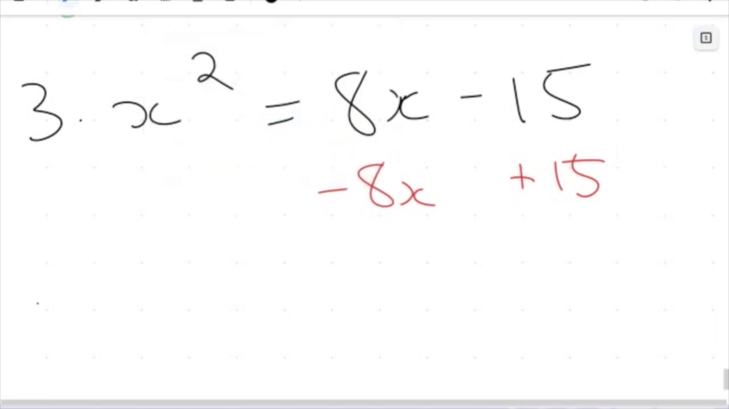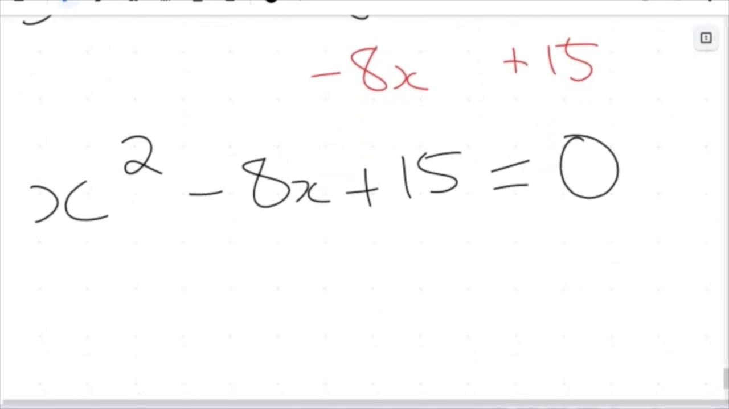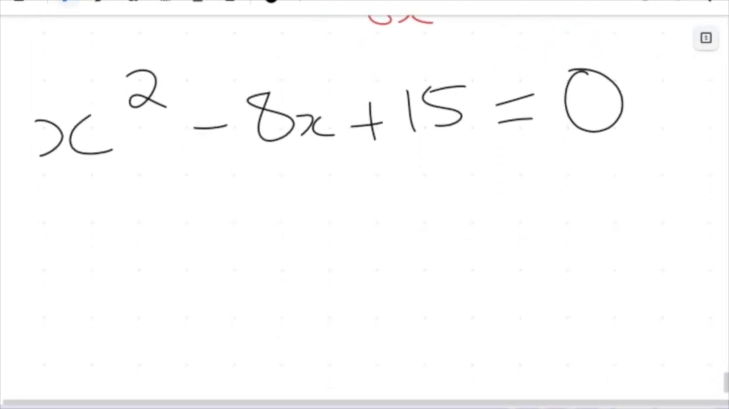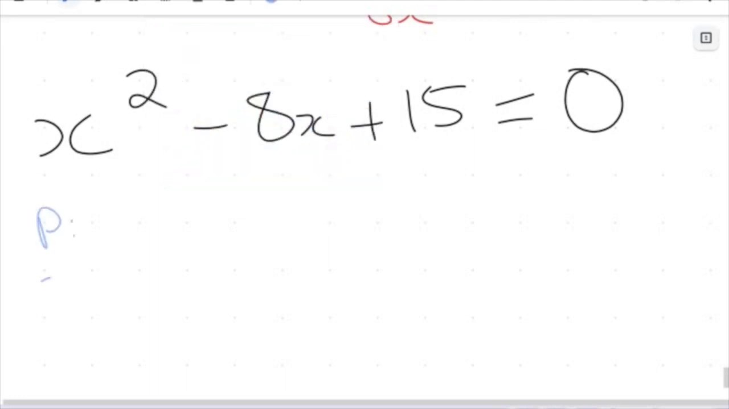So once I get everything on the left-hand side, I wind up with 0 on the right-hand side. Now I want to get a binomial product on the left, and I'm going to do this by considering the factors here. So my factors will need to times together to give me 15 and add to give me -8.